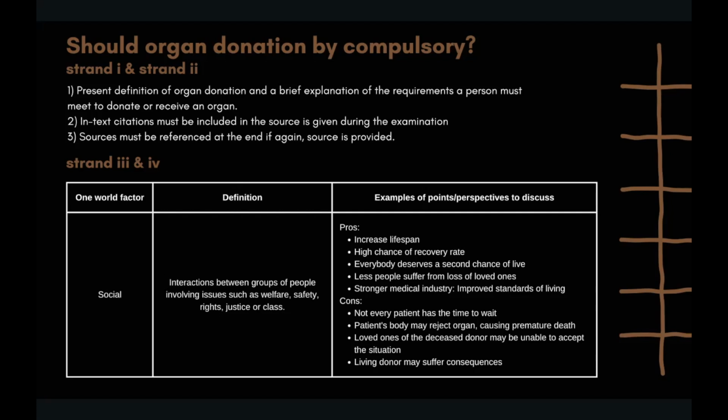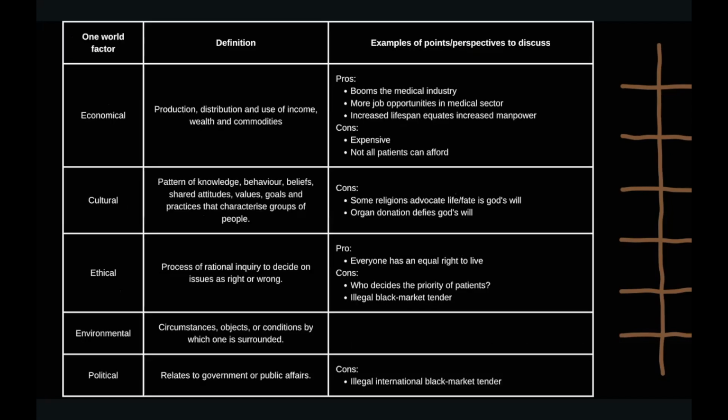And even if the receiver ends up well, the loved ones of the deceased donor may not be able to accept the situation, even if the donor was supposed to die already. Their loved ones may not want them to transplant the organ, and the living donor may suffer consequences if the organ is not a perfect fit.